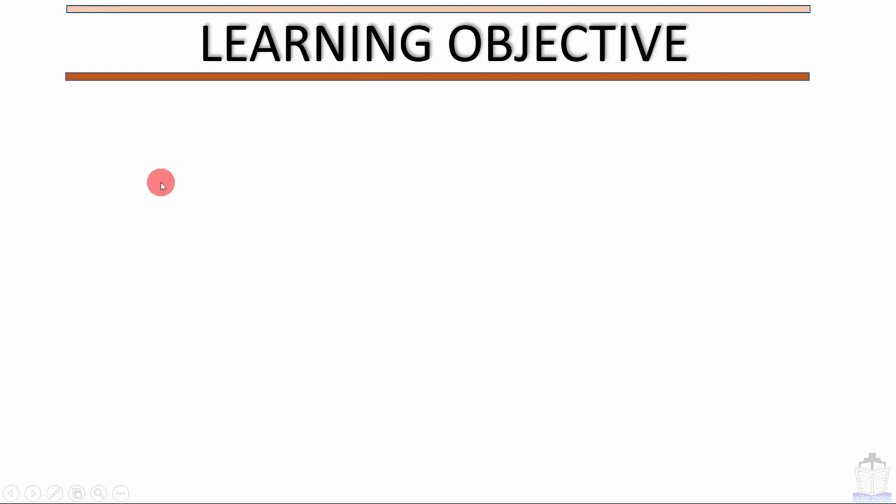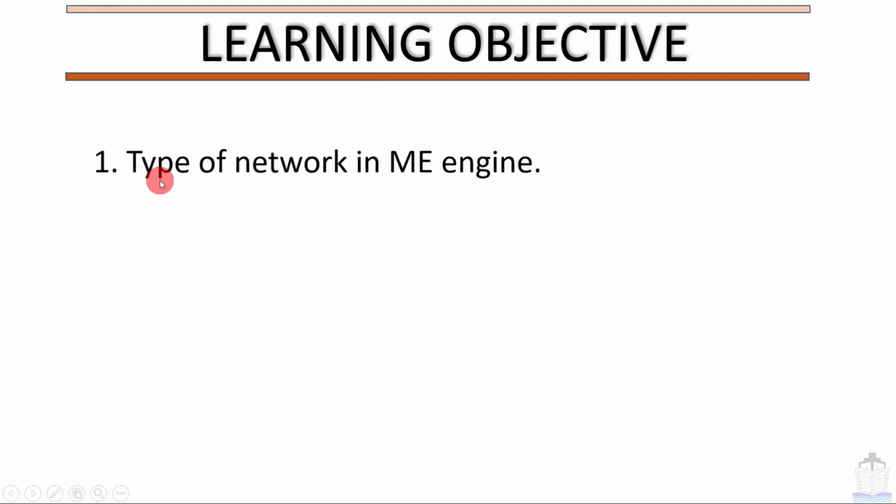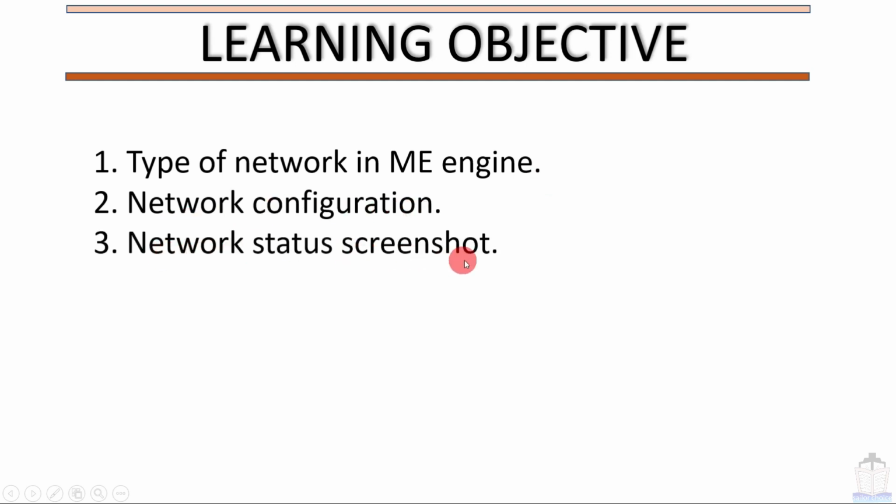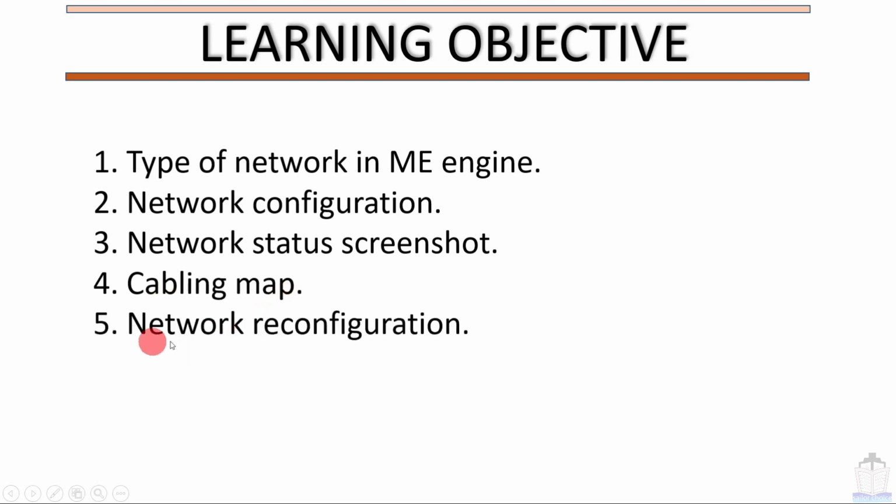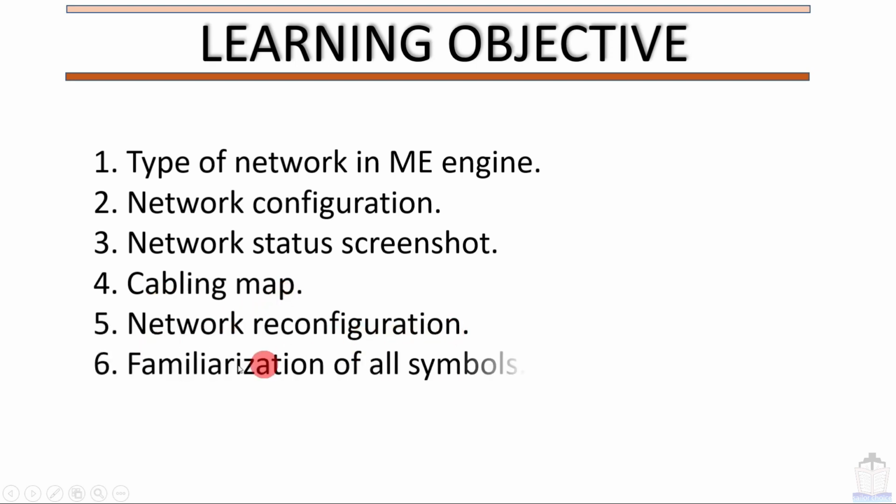Learning objective. The following things we are going to learn: type of network in ME engine, network configuration, network status screenshot, cabling map, network reconfiguration, familiarization of all symbols, and last, troubleshooting.